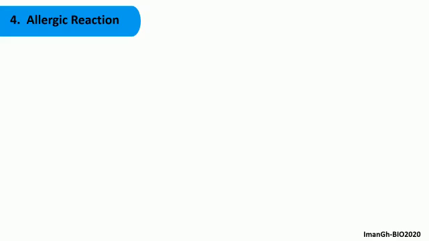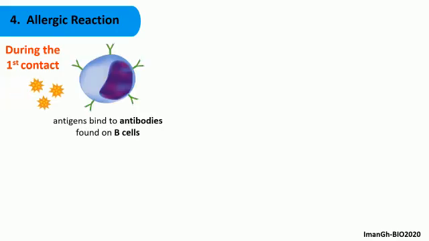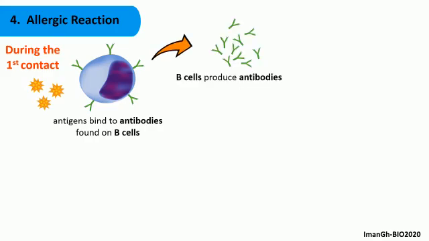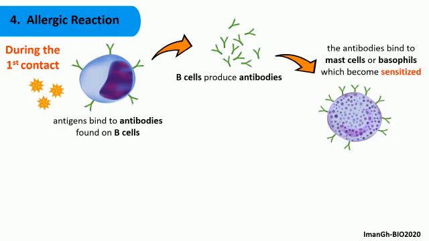What are the different steps of an allergic reaction? During the first contact, the allergen enters into the body and binds to antibodies found on B cells. As a result, these B cells produce antibodies. Then the antibodies bind to the membrane of the mast cells or basophils, which means that these cells are now sensitized. They contain vesicles that have histamine.